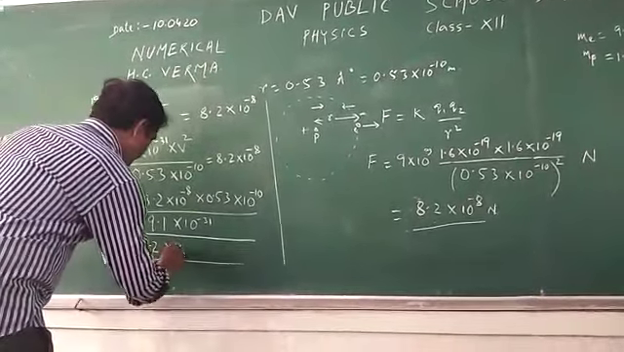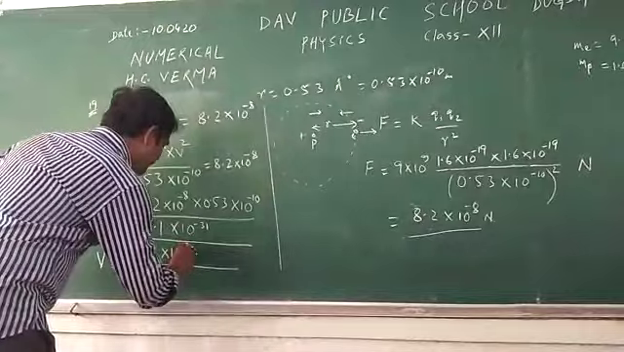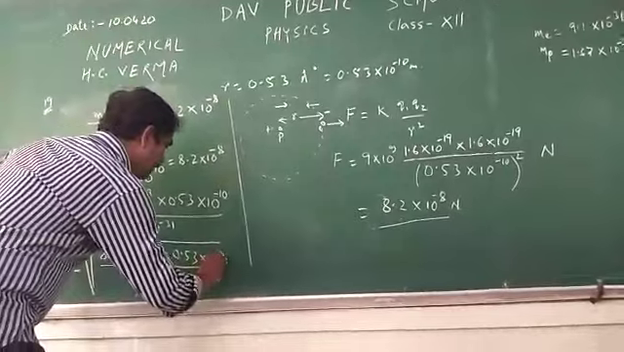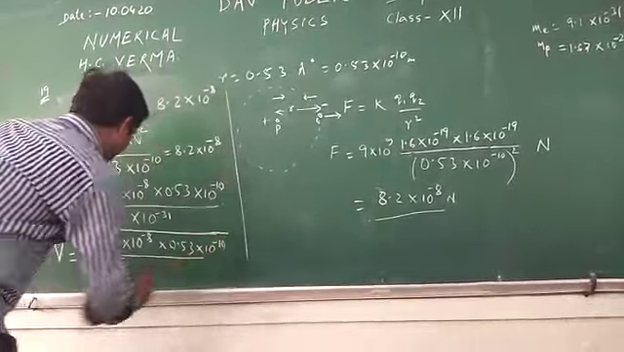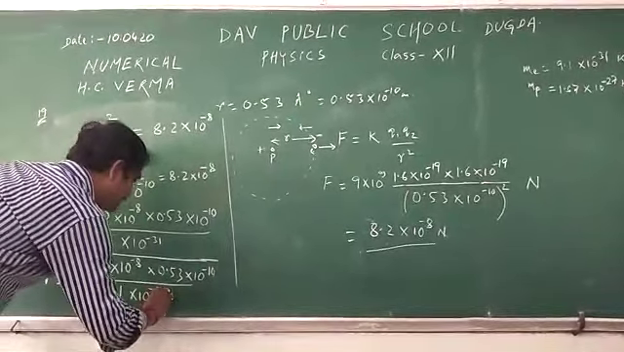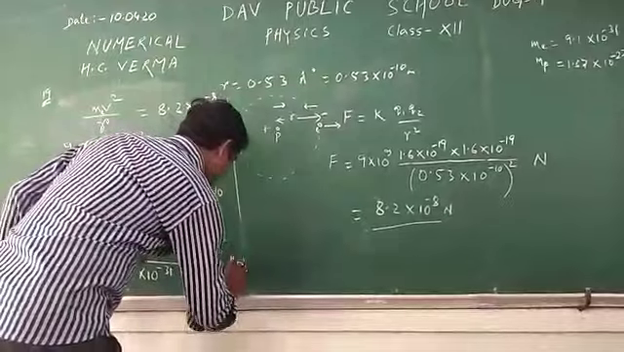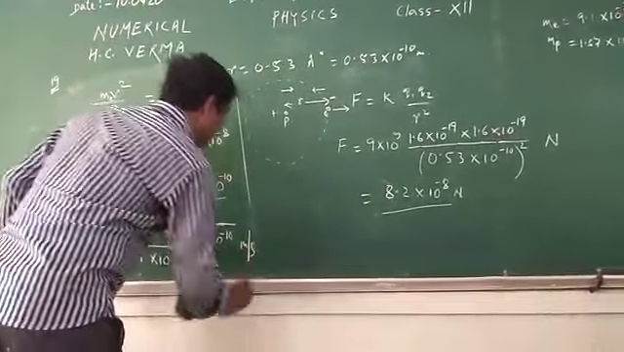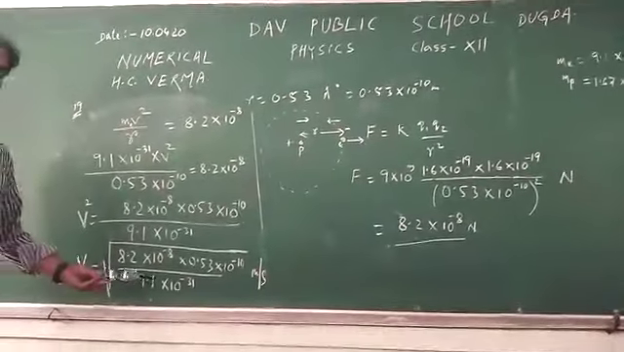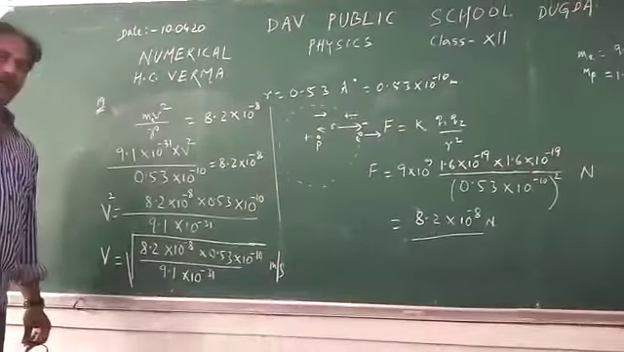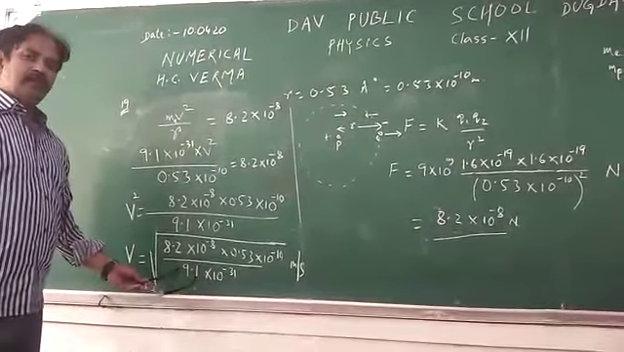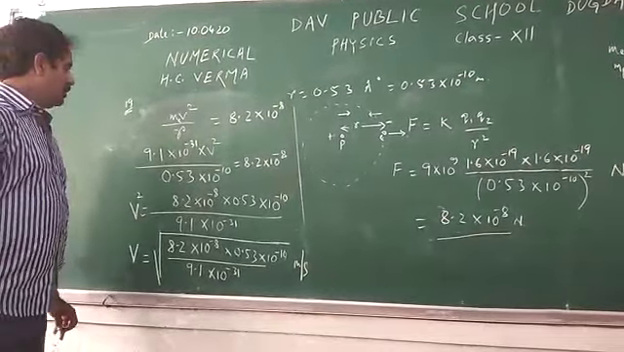So your v is equal to the square root of 8.2 into 10 to the power minus 8 into 0.53 into 10 to the power minus 10 divided by 9.1 into 10 to the power minus 31. This is in meter per second. So calculate this amount and inform me of your result in your group.